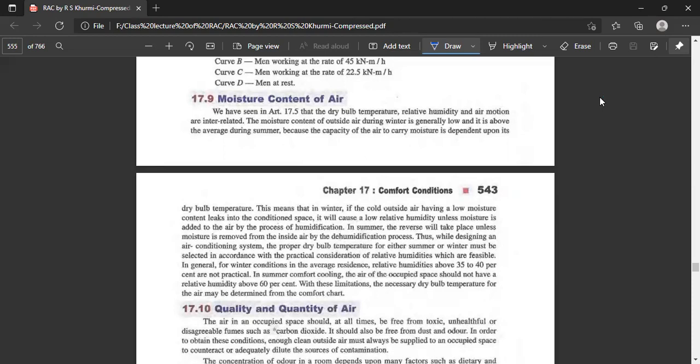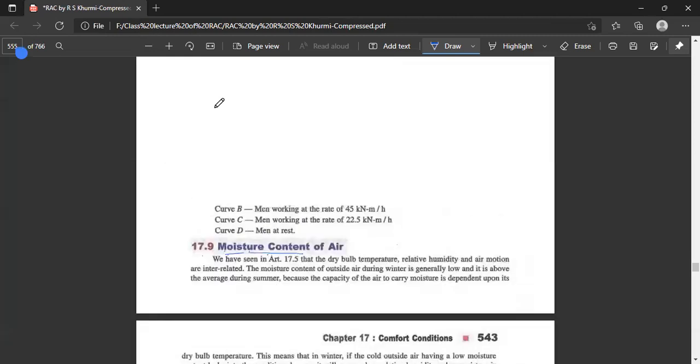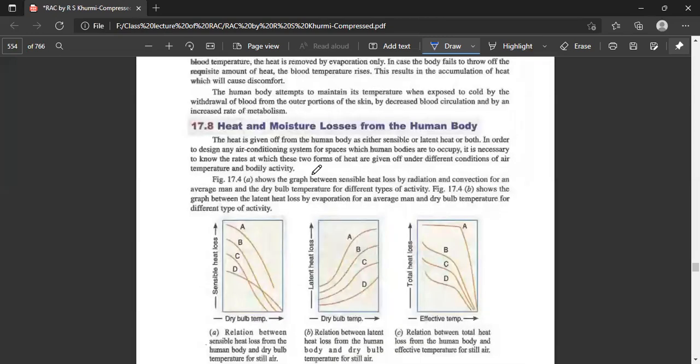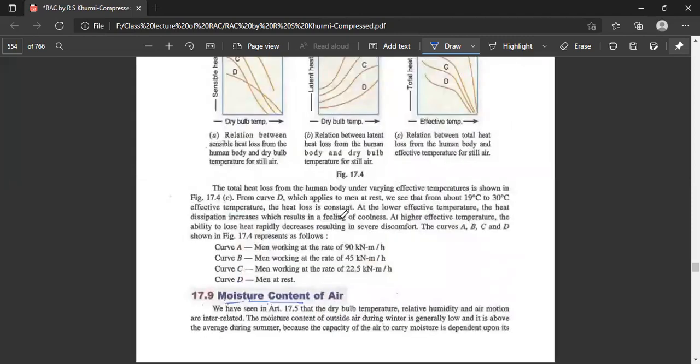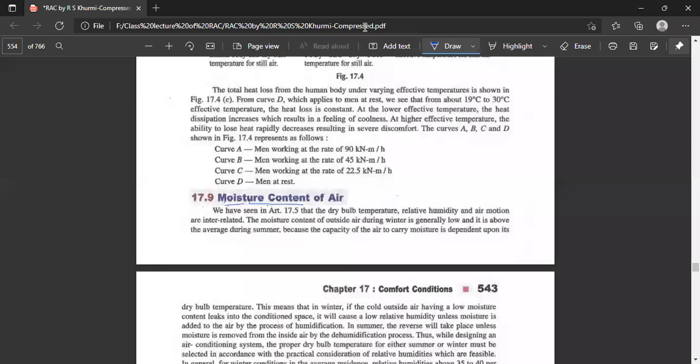We will consider the moisture content of the air. Day before yesterday, we went through the heat and moisture losses from the human body. Now let us consider what moisture content we are supposed to have in the air.